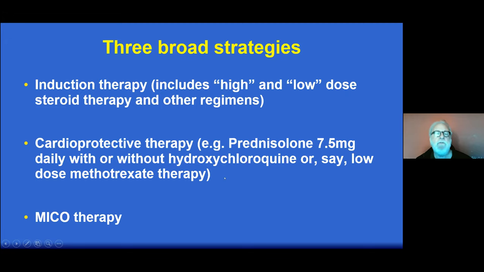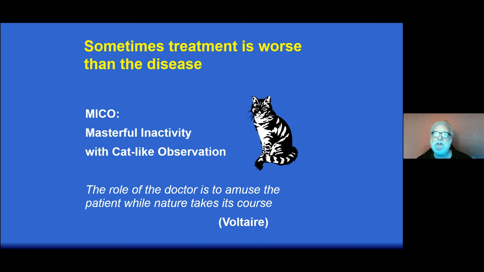Then we have a different approach. That's just protection that is low grade. These aren't poisons in those doses. We're all on prednisolone 7.5 milligrams daily because our adrenal glands produce that amount. And obviously you are giving extra, but this is lower grade, it's protection without the need to address a more dangerous situation. And then lastly, often we resort to mycotherapy. You may have seen this slide before. Sometimes you have to decide that treatment is worse than the disease. So mycotherapy, masterful inactivity with cat-like observation, well summarized by Voltaire.